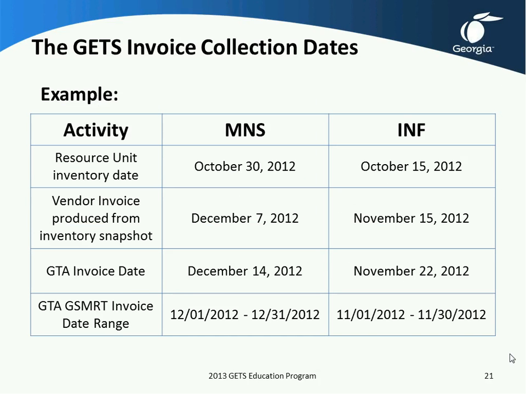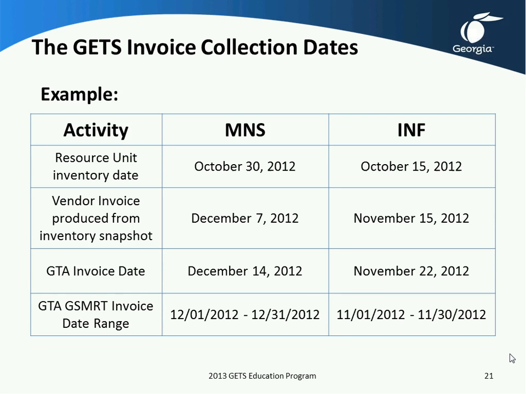If we were to throw some dates in there for this, again, M&S, we'll just use the M&S column. Resource unit inventory date is on the 30th of October of 2012. Vendor would produce their invoice on December 7th, and GTA invoice date would be December 14th, and GTA G-Smart invoice date range would be from December 1st to December 31st.